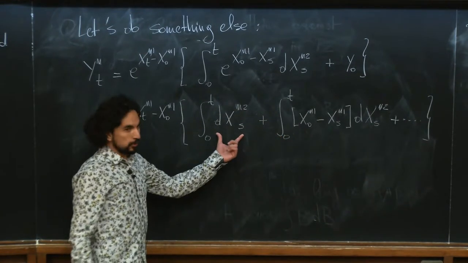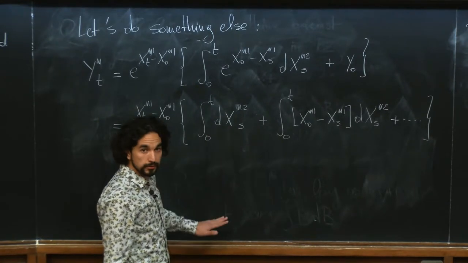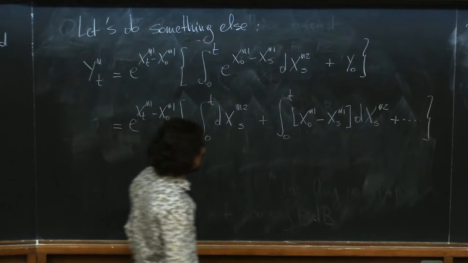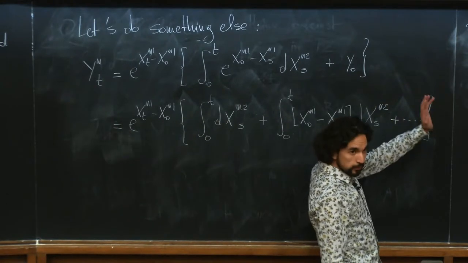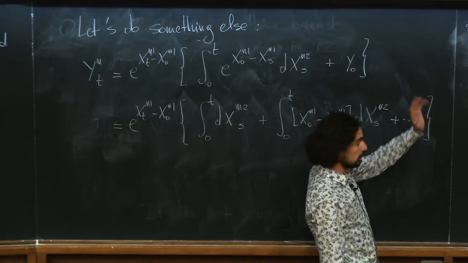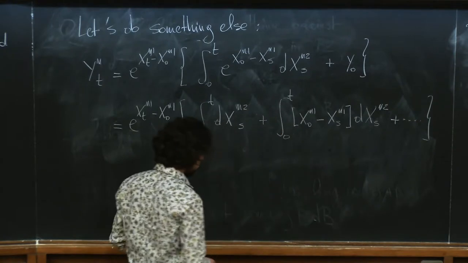Now this will go to 0. This is just the increment of xn2, and we know that it goes uniformly to 0. Looking at the higher order terms, you will see that they converge to 0 as well, but not this one. So let's have a look at that one.